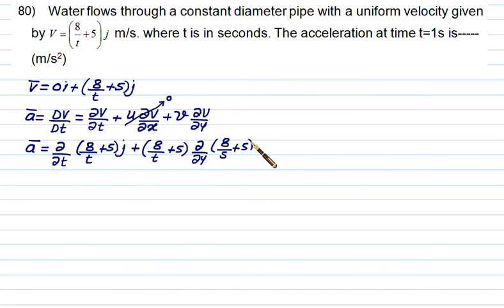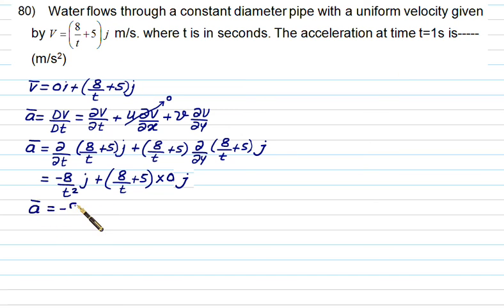So the partial derivative of 8 by t will be minus 8 by t square. The second term is the j component, plus we have 8 by t plus 5, and the derivative of 8 by t with respect to y is 0, and even the 5 is also 0, so this term will not appear. In that case we put the value of t equal to 1. So our answer is a bar equal to minus 8 j. Therefore the modulus of a will be equal to 8 meter per second square.